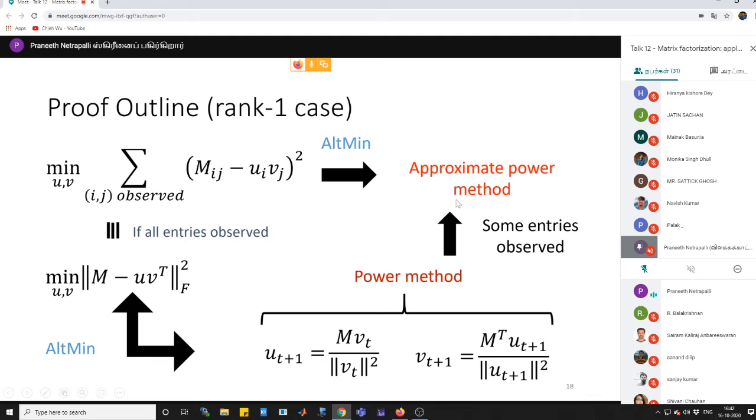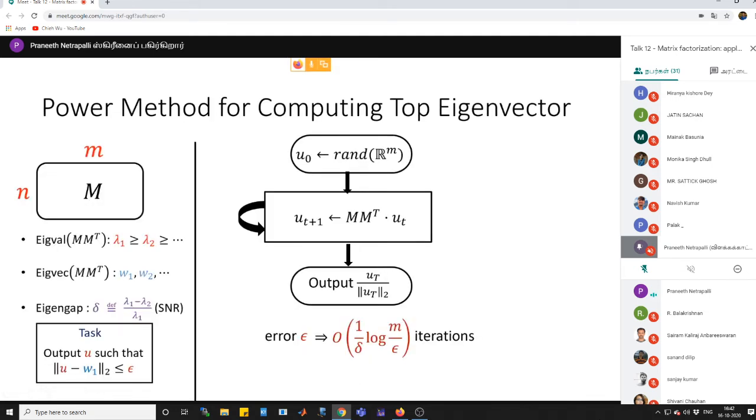So let me describe what power method is. You are given a matrix M, which is n cross m, and M M transpose is a positive semi-definite matrix, and let's say its eigenvalues are lambda 1 greater than or equal to lambda 2 and so on in descending order, right? And its eigenvectors are w1, w2.